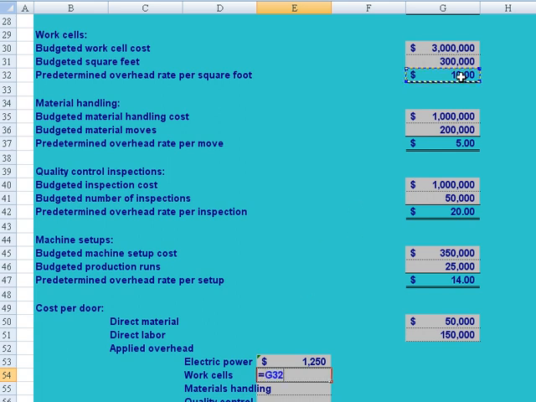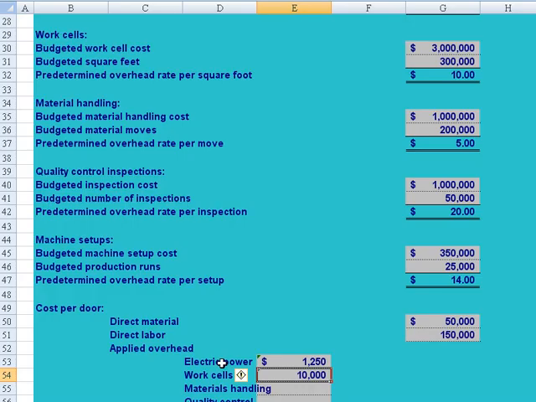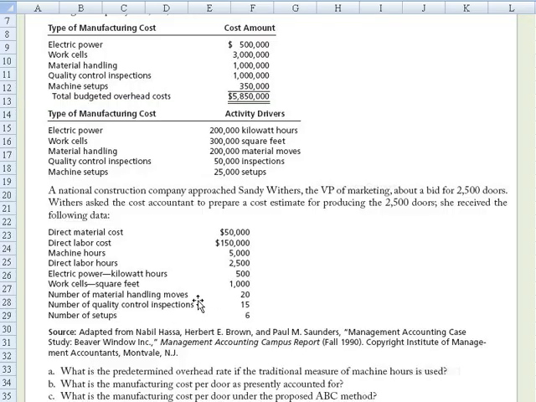For work cells, we figured it was $10 each. And then we've got to multiply it times the appropriate number, which I think is $1,000. I'm sorry, 1,000 moves. Let's go back and take a look. Yeah, there's our 1,000 of our moves. Okay. Then we've got material handling. We've got to figure out how many material handling moves we have.